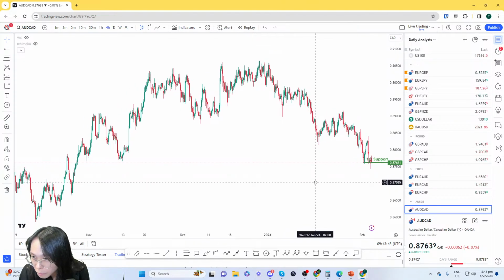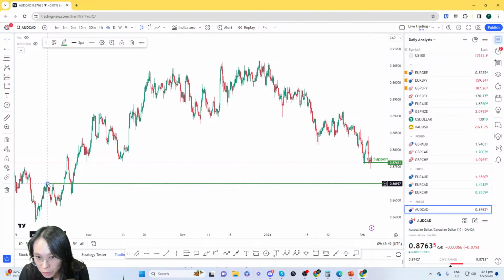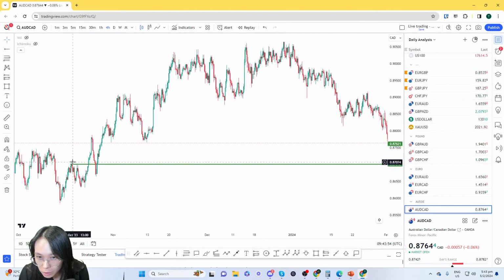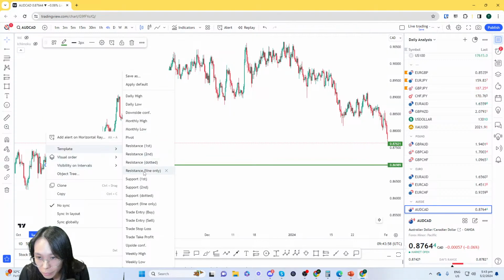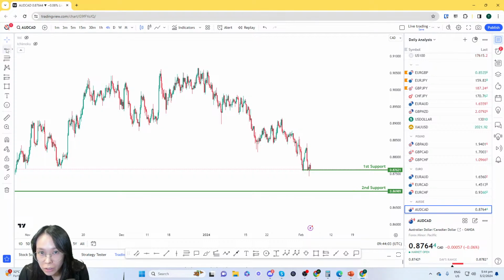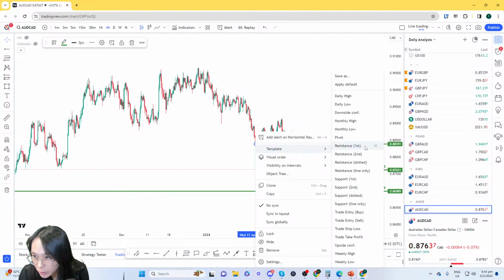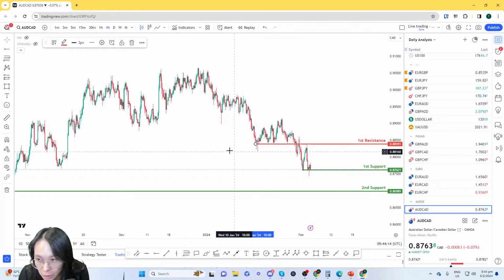And the next support will be pretty far from here, far from the current price. We'll pick this. I'm trying to connect them. This overlap is my second support. And on the resistance side, this overlap here will be my first resistance.